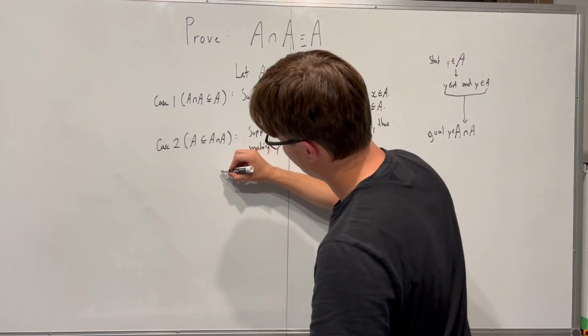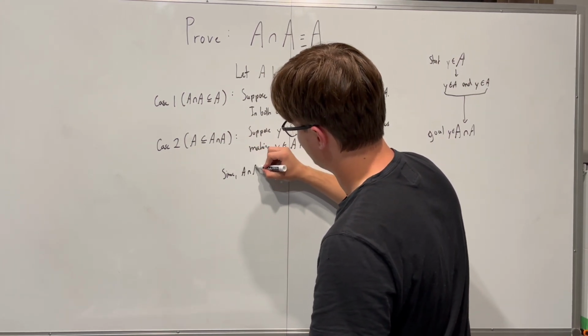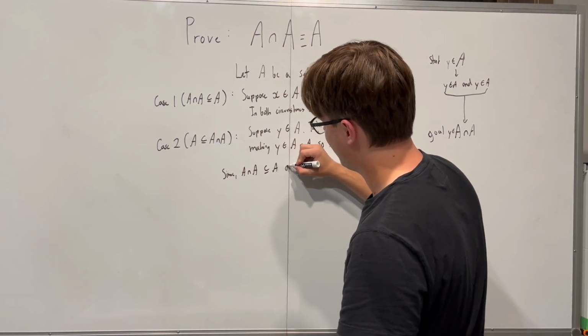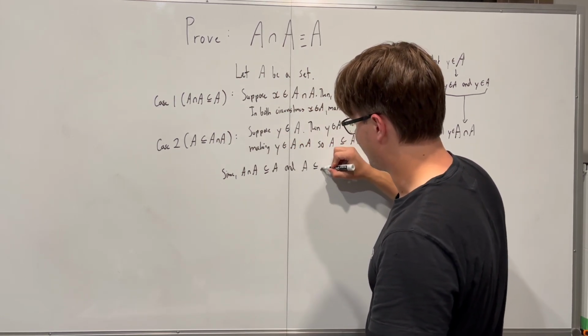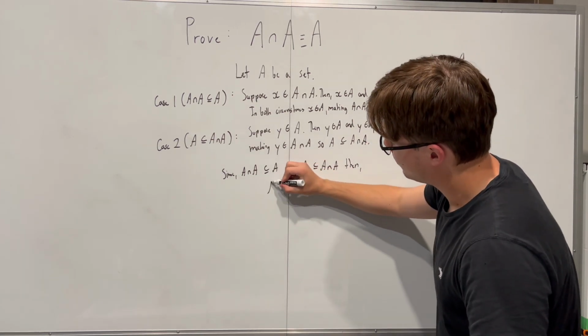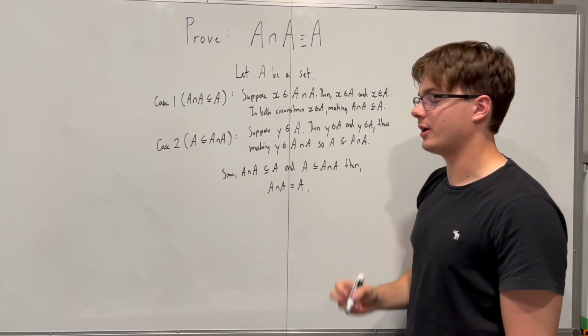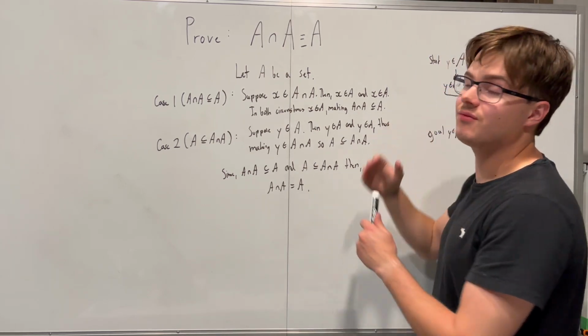We're going to say that since A intersection A is a subset of A, and A is a subset of A intersection with A, then A intersection with A is equal to A. There we go. We have proven that this is in fact true.